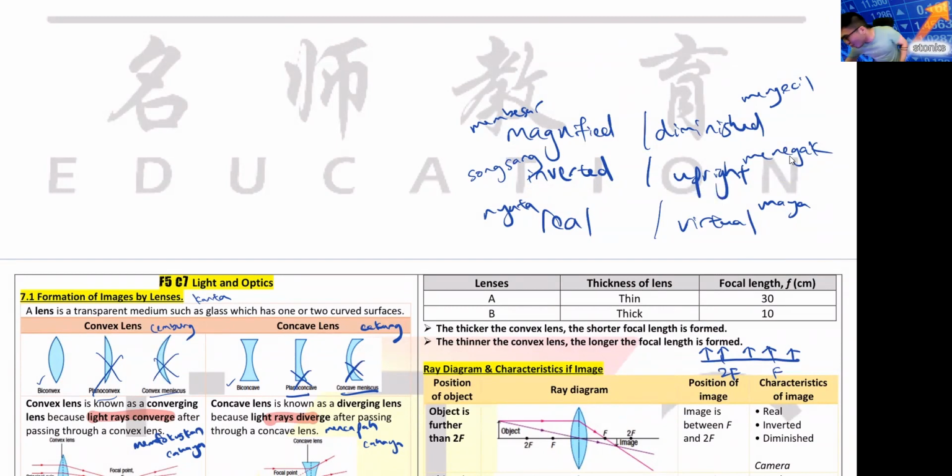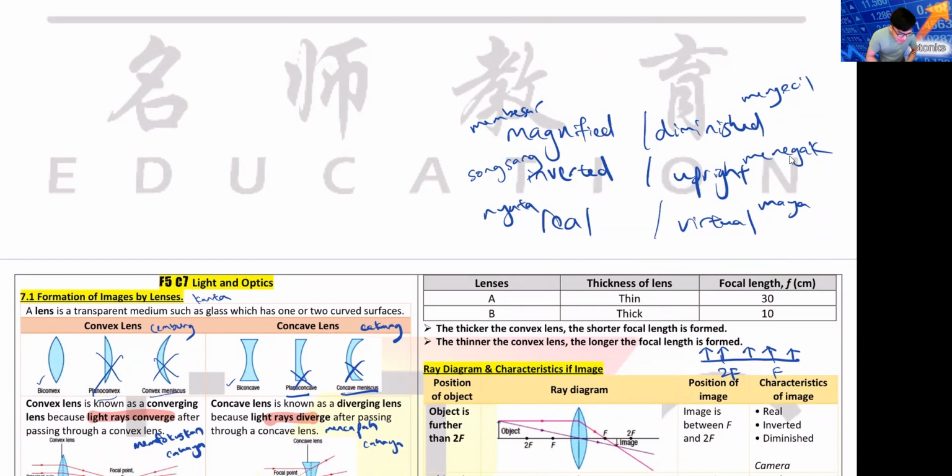That means it's like your phone camera. Whatever picture you try to take, let's say there's a tree in front of you, the image is like a tree standing straight, so that's upright, menegak. So what is real and what is virtual are these two words, many students still don't understand.